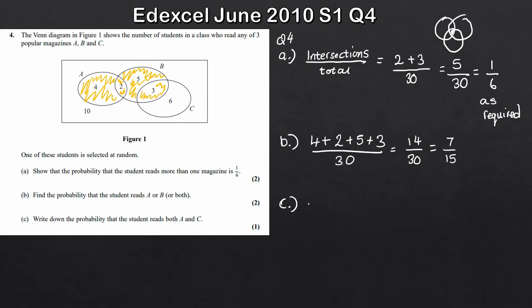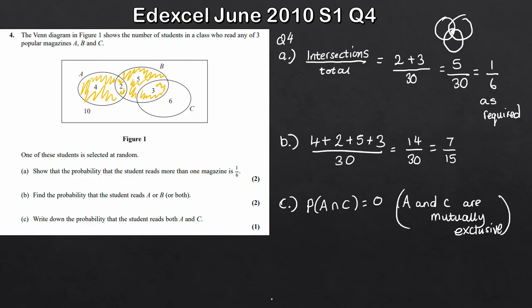Well, if they read both A and C, this is the probability of A intersection C. But if you notice, A and C never actually cross those 2 circles. Okay, so due to the fact that they don't cross, the probability of A intersection C must be 0. In other words, A and C are mutually exclusive.